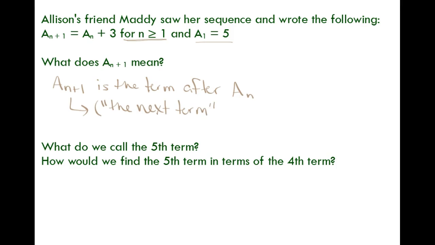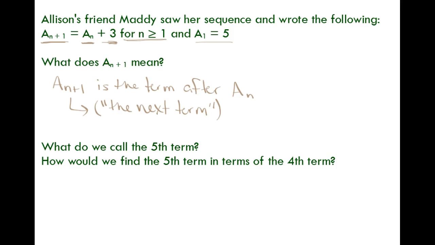I call it the next term because it's the next one. Usually this is how we write it. We say, to find, this is kind of how I narrate it in my head, to find the next term, I take the term right before that and add 3. That's what I say in my head when I read that sentence.